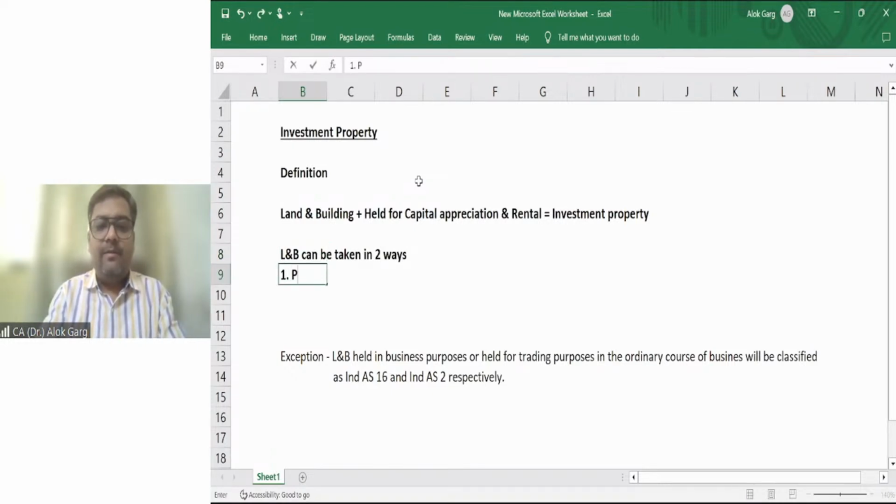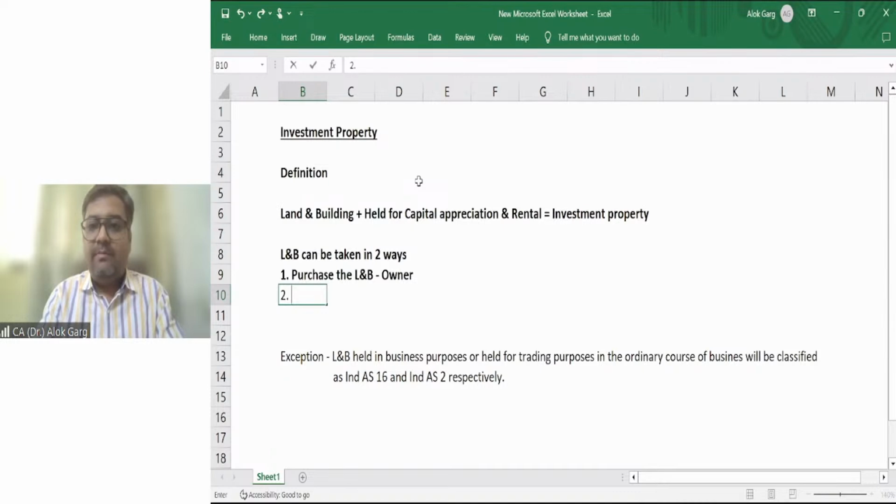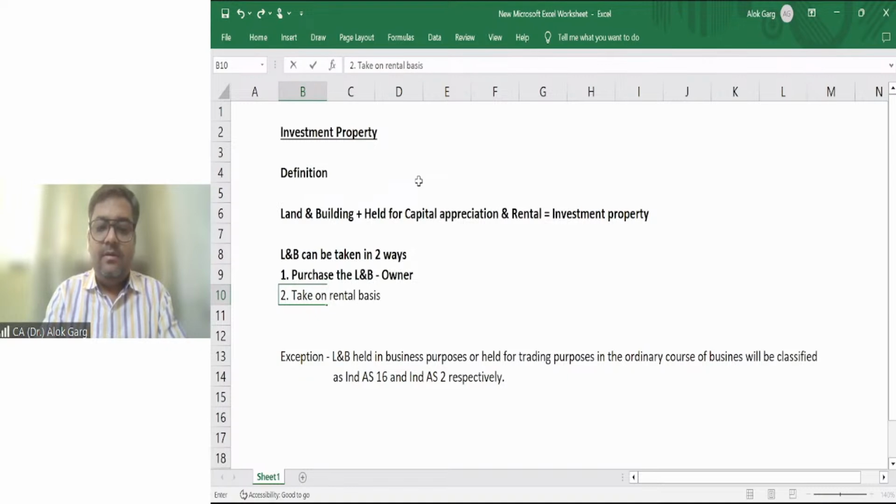Number one, purchase land and building. In case of a purchase, the company will become the owner. Number two, not acquire, take on rental basis, that is lease, take on lease basis. In that case, this company will become the lessee.